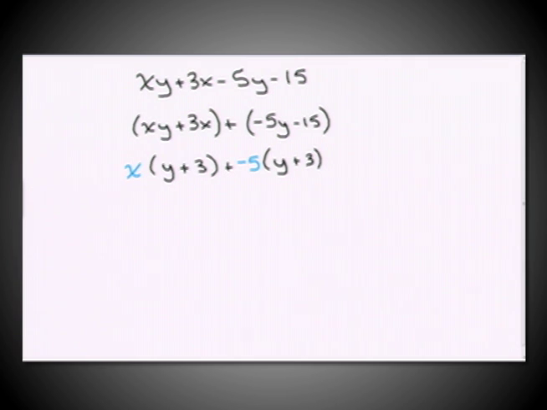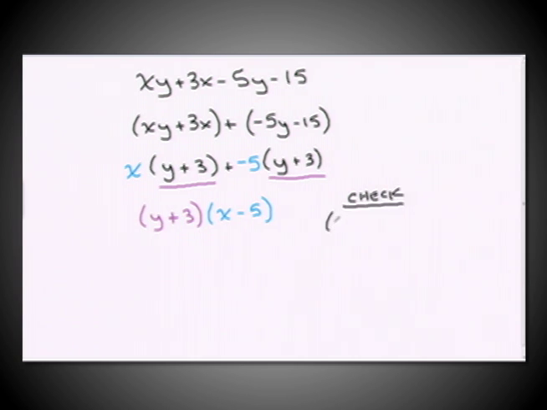So once again, you should see a familiar situation of having a common binomial factor sitting in each of these terms. If I make that my new GCF, I can factor out the common binomial factor of y plus 3, and I'm left over with x minus 5. Y plus 3 times x minus 5 is the factored form of xy plus 3x minus 5y minus 15, but we're going to check it using good old multiplication.